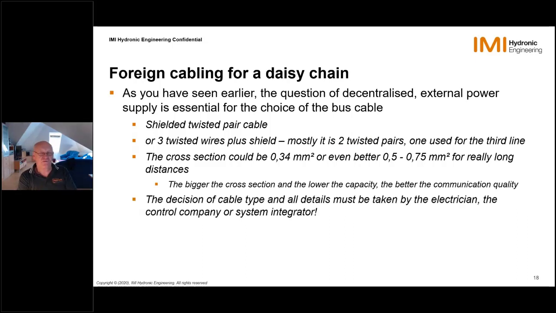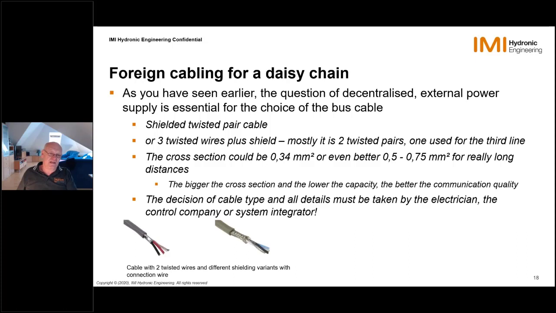But there is one point to make clear: the decision of the cable type and all the details must be taken by the electrician or the control company or system integrator. We cannot and we are unable to do this. So we can give some of our knowledge, but please be aware. Don't say you have to take this cable or whatever.